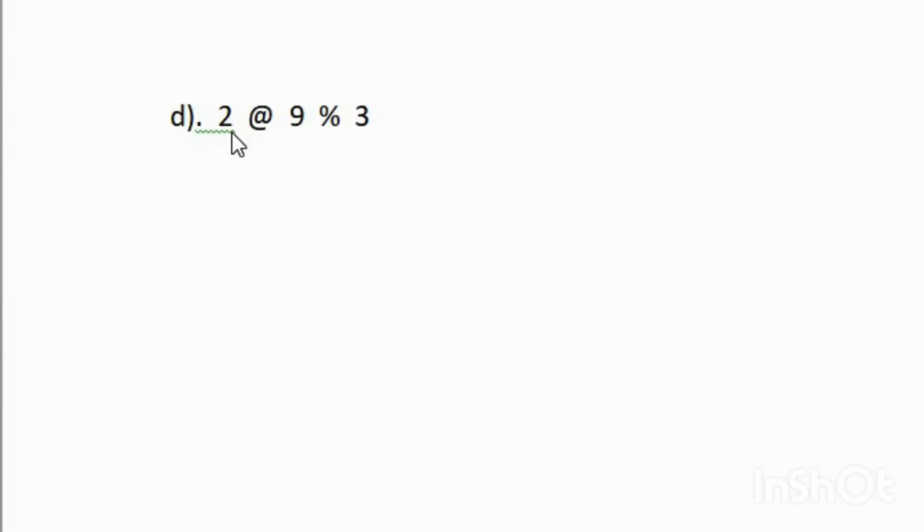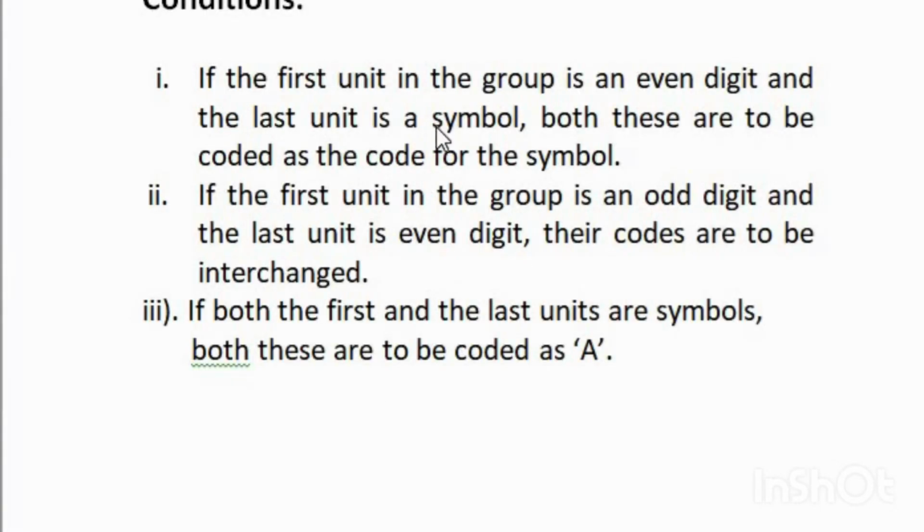In the fourth question, the first unit is an even number and the last unit is an odd number. So we can look for that condition. No condition for that, because in the first condition, the first unit is an even digit but the last unit is an odd number, not a symbol. So the first condition is not possible. Now going for the second condition, the first unit is an odd digit. No, ours is an even digit. So the second condition is also not possible, and the third condition is obviously not possible because both the first and the last units are not symbols. In our case, both the units are numbers. So these three conditions are not possible. So do the letter codes as per the table.